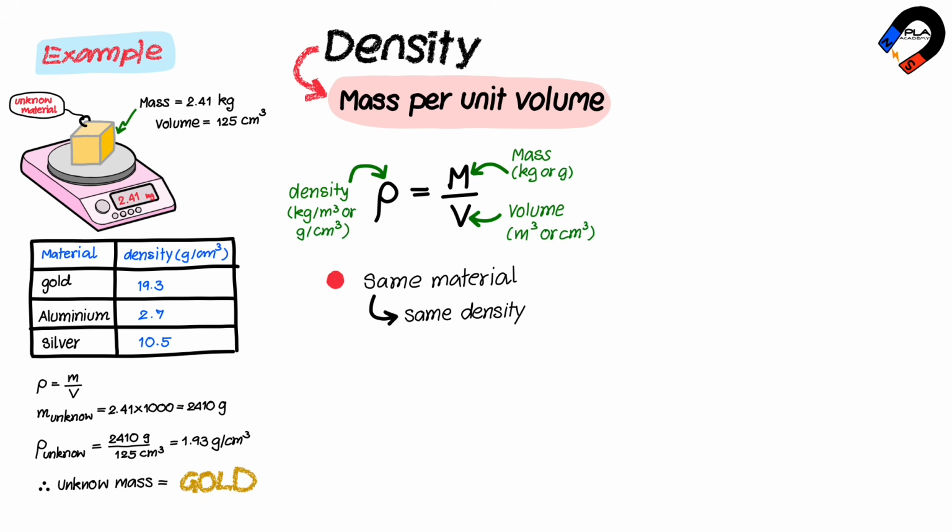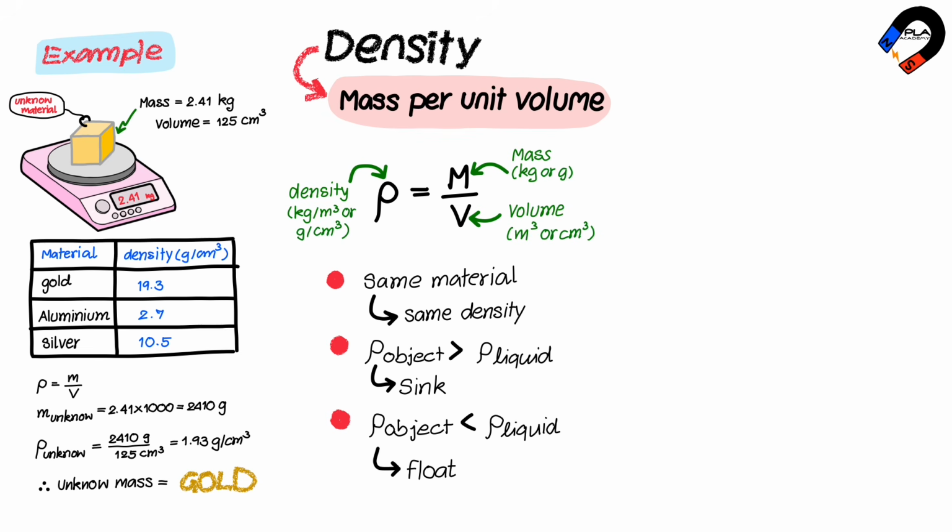The density of an object can explain whether it will float or sink in a liquid. If the density of an object is more than the density of the liquid, the object will sink. If the density of an object is less than the density of the liquid, the object will float.